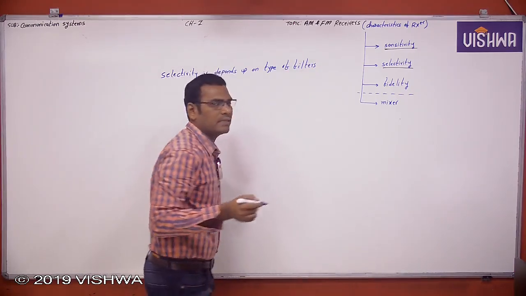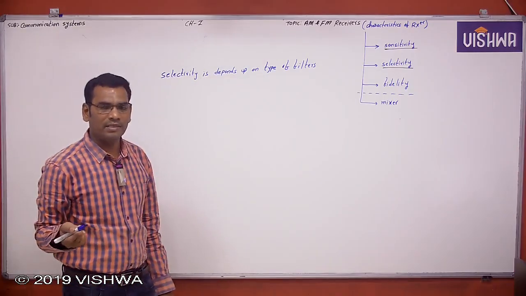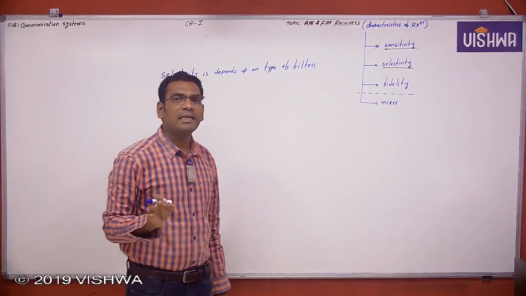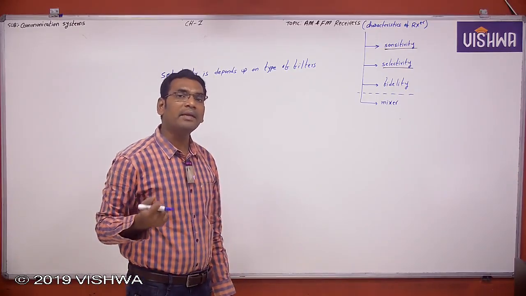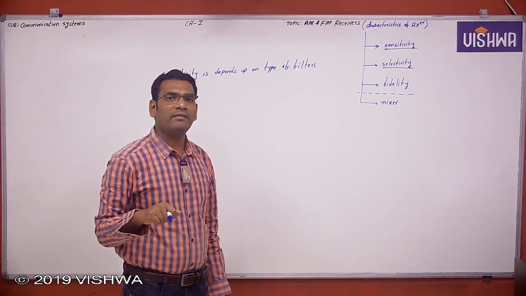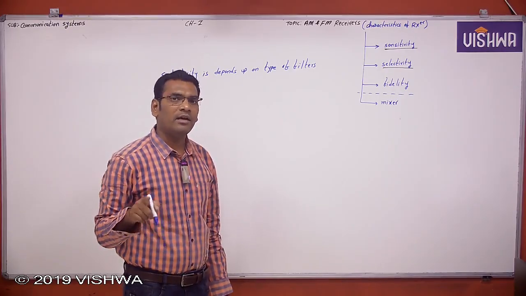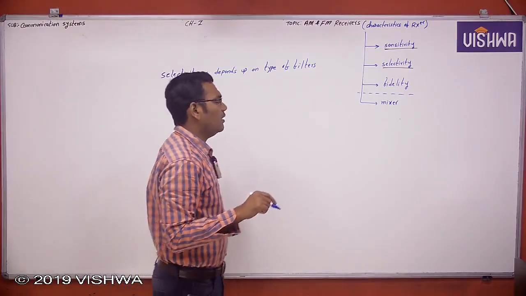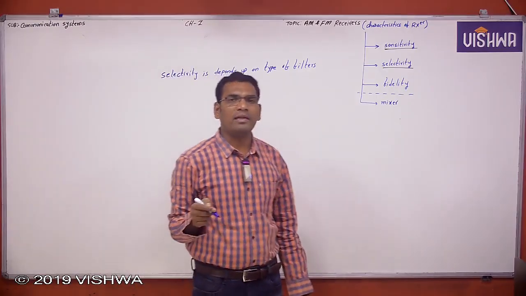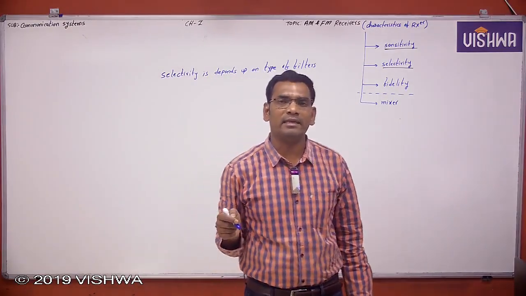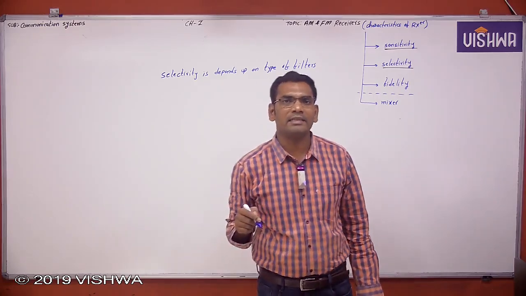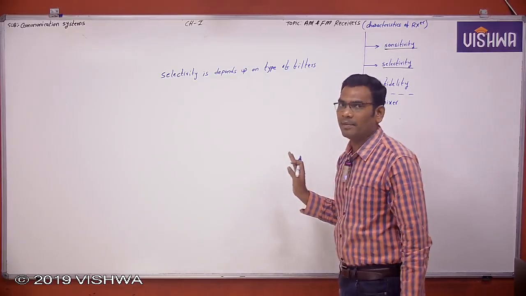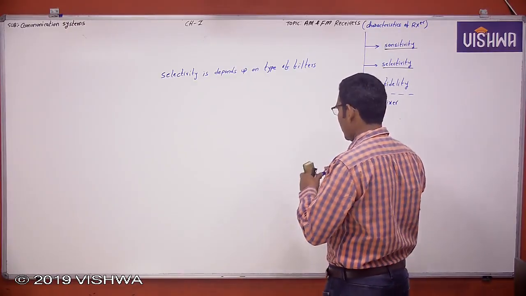You want a low frequency signal, low pass filter; high frequency signal, high pass filter. You want a band of frequencies, so band pass filter, like that. But selectivity is an ability of a receiver to select the required frequency component and to reject the unwanted frequency component. Generally in all our modulation techniques, the output is a modulated signal, and the input to the receiver is also a modulated signal. Modulated signal means a band of frequencies. Therefore the first block should be a band pass filter.